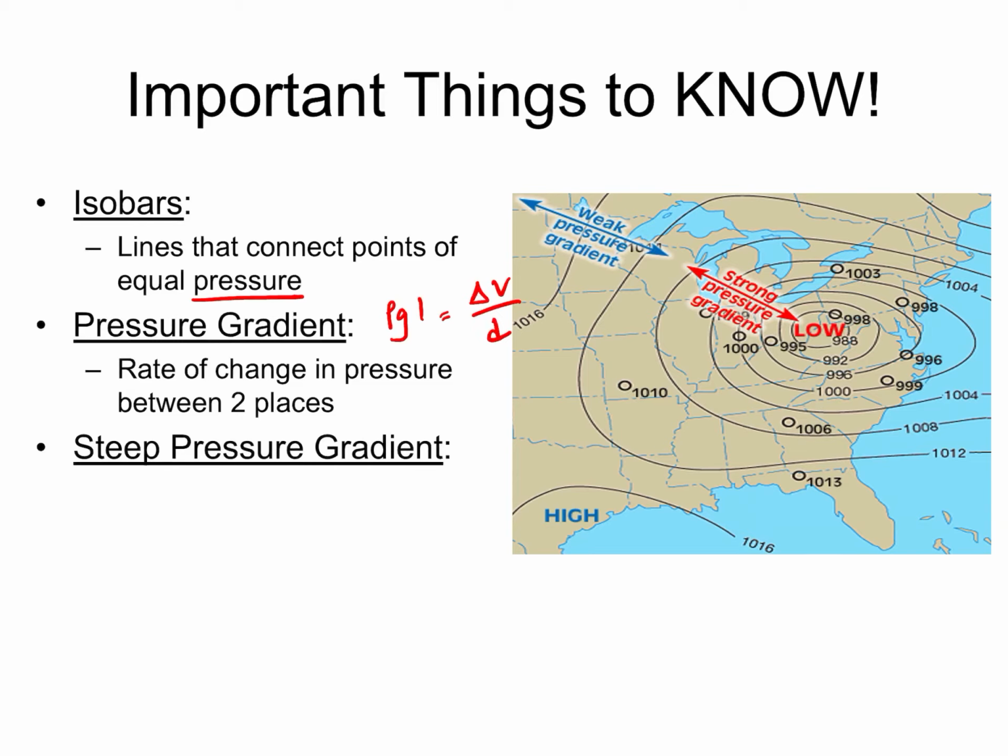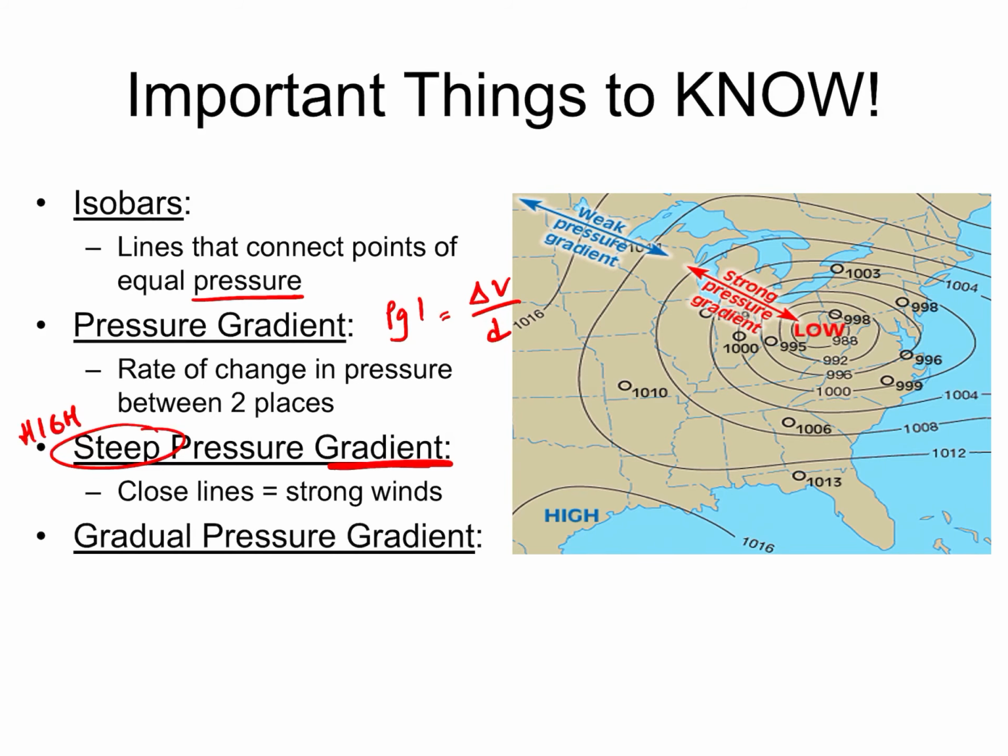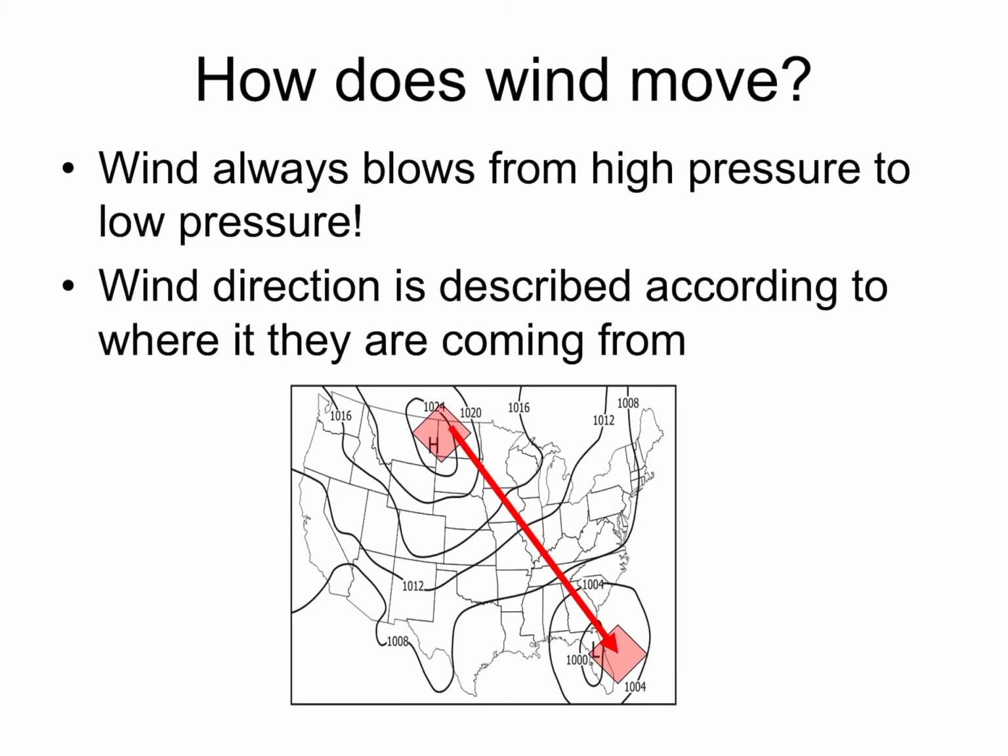Steep pressure gradient. If you have a high pressure gradient, how are those lines going to look? You should remember that they are really close lines. So steep means high pressure gradient. Not high pressure, gradient. That means that there's a big change going on. If it's a gradual pressure gradient, that means that it will be a lower pressure gradient. That means that the lines will be more spread apart and that there's less change going on.